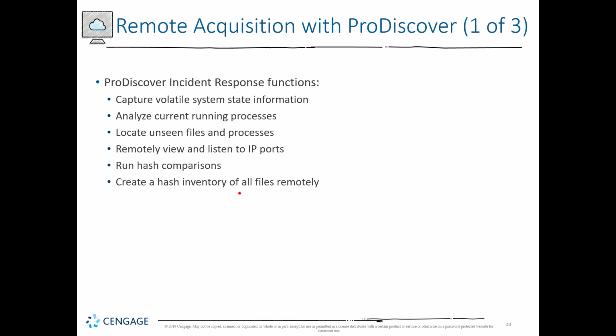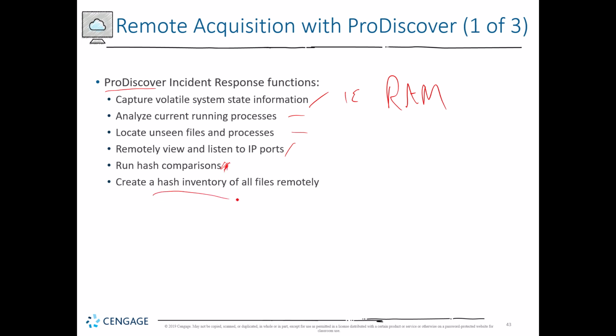So we have things like ProDiscover. That's an incident response function. This is a tool that allows us to capture volatile system state information, i.e. could be RAM, analyze processes currently running, locate unseen files and processes. Again, that's the purpose of this tool, that's what it does. It can do hashing, look at the network connections, both IPs, port numbers, socket sets, where things are going, and again, it has the ability to do hashes.